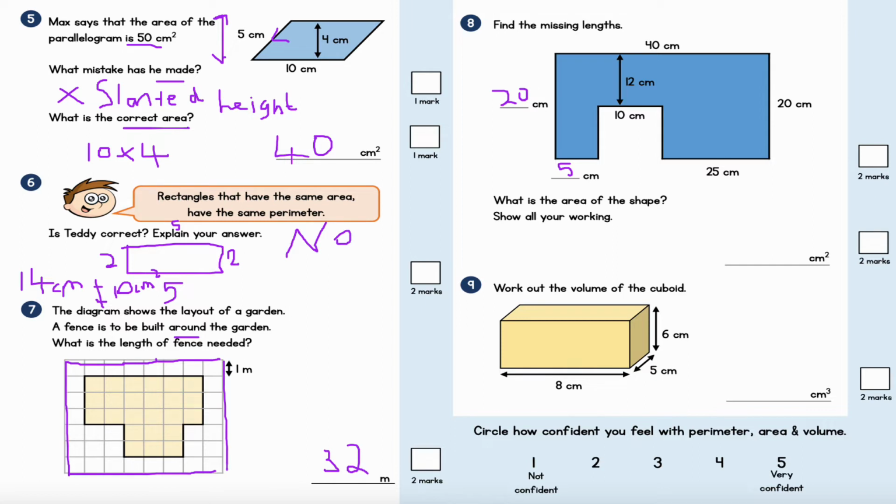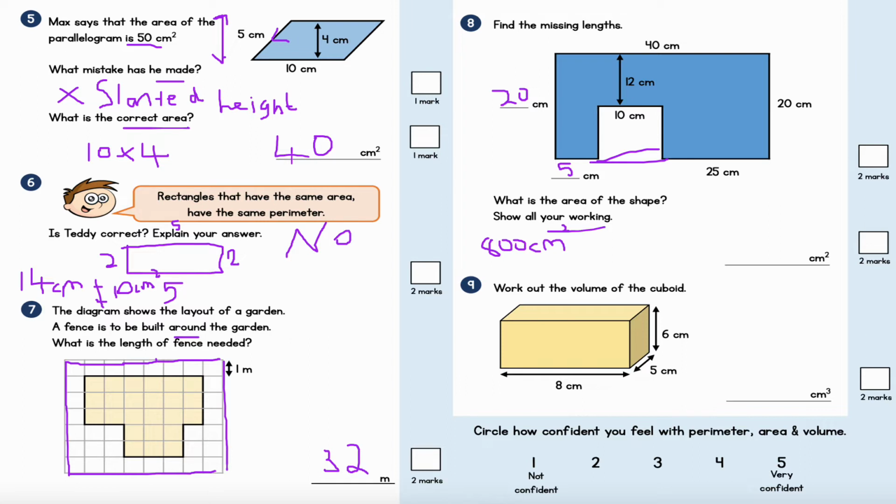What is the area of the shape? Show all your workings. Well, what I'm going to do is make it into a full rectangle, to make it a bit easier. And I'm going to work out the area of the whole shape and then the area of this shape and take it away from one another, if that makes sense. So the area of this big rectangle is 20 times 40. 20 times 40 is 800 centimeters squared. Remember the area is always units squared.